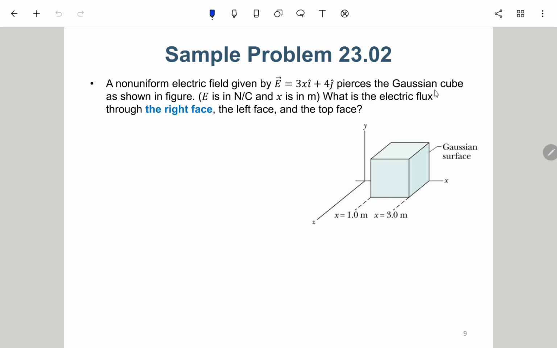P is the Gaussian cube. So this is also a Gaussian surface, or closed surface, which is a cube. Of course, for a cube there are 6 square sides. As shown in the figure, E is given by this expression. What is the electric flux through the y face? There will be several questions. The first question is asking you to calculate the electric flux for the y face. Actually this one.